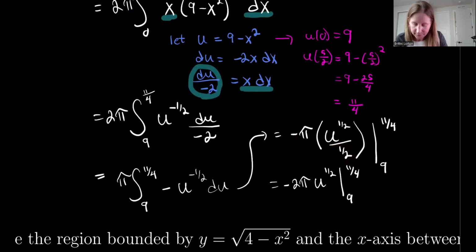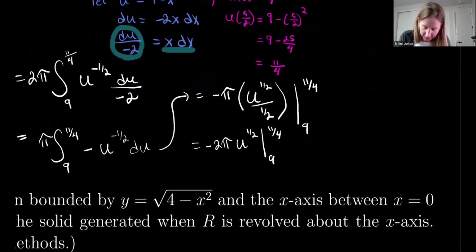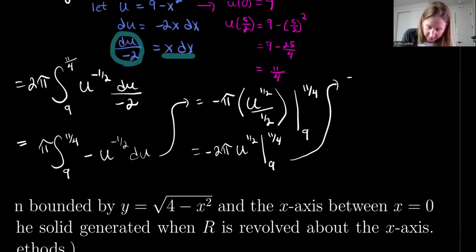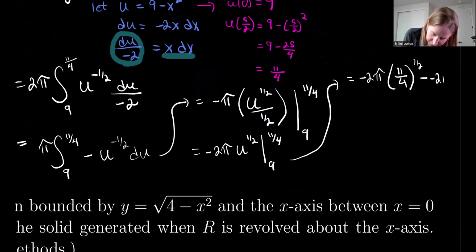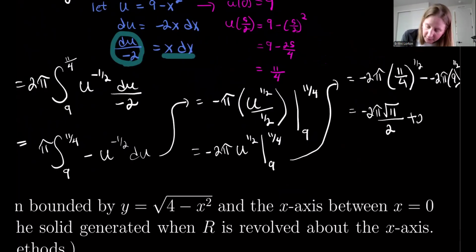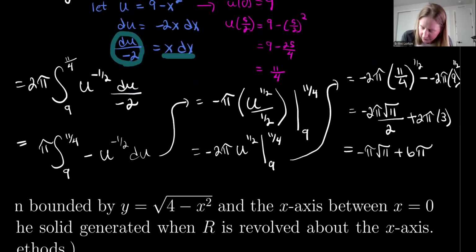Okay, and I know this one's getting a little bit ugly, but I really am going to work all the way through it. I really think it's going to be worth our time. I'm almost out of space. So negative 2 pi times 11/4 to the 1/2 minus a negative 2 pi times 9 to the 1/2. So then I have a negative 2 pi square root of 11 divided by the square root of 4, and then plus 2 pi times the square root of 9. Okay, so this turns out to negative pi times the square root of 11 plus 6 pi.